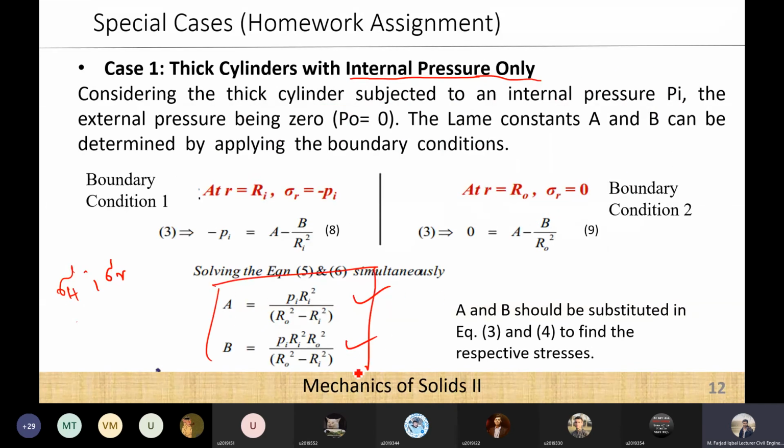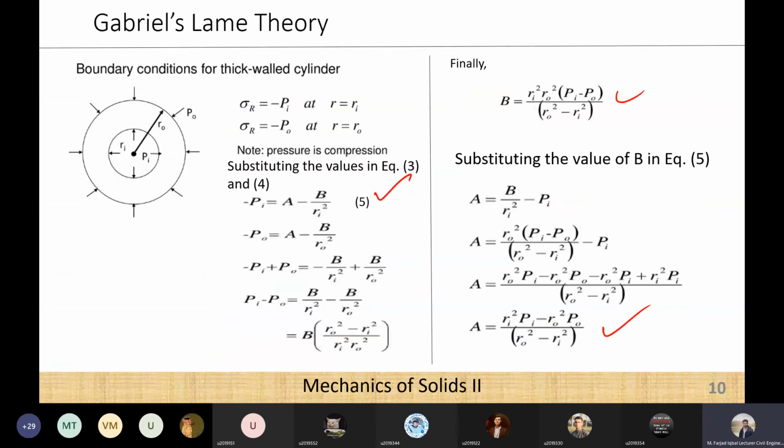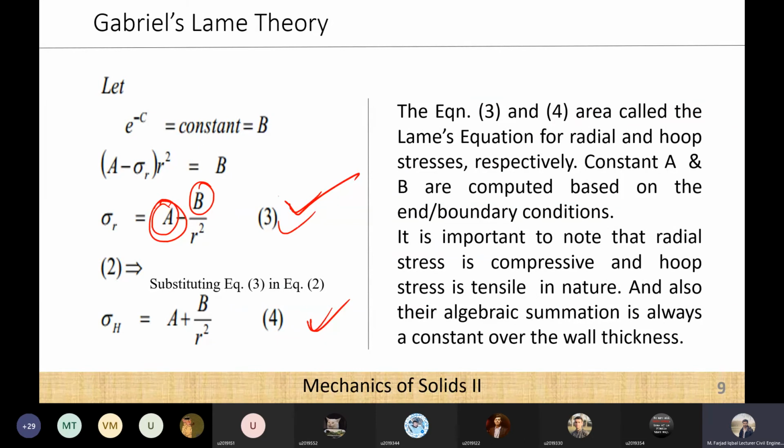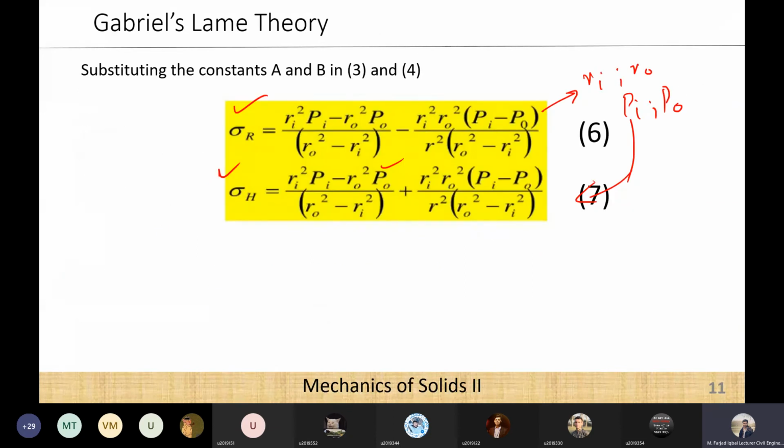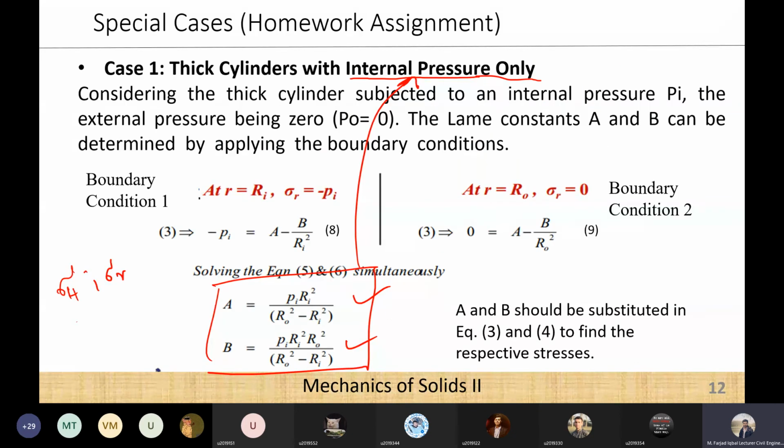Now these A and B equations are valid for this particular case only, when we have a cylinder with internal pressure only. Once we have these, we can substitute into our original sigma h and sigma r equations to get the generalized expression. But these are valid if you directly want to use the A and B constants for this particular case. In the generalized equation, if there is no external pressure, these terms will by default turn out to be 0, and it will give the same answer as we get from these two equations.